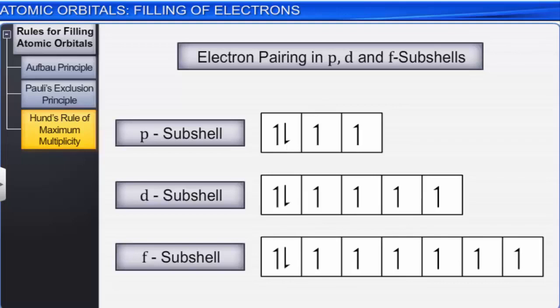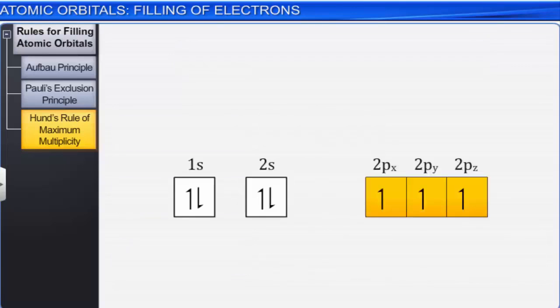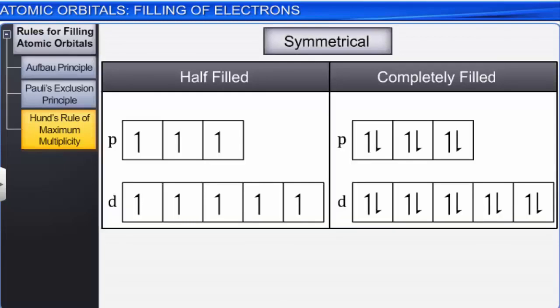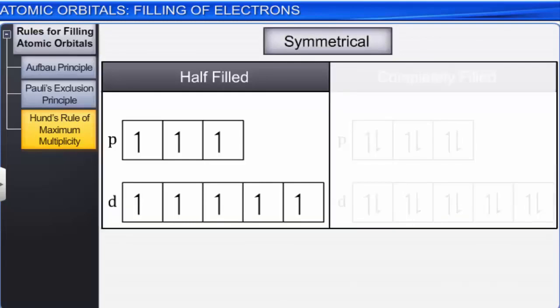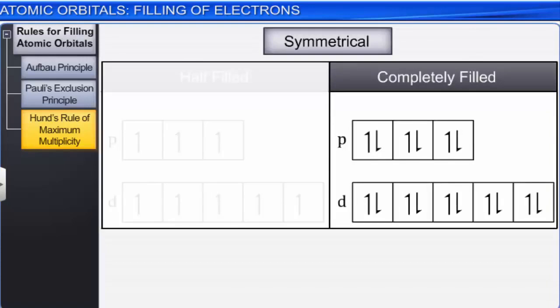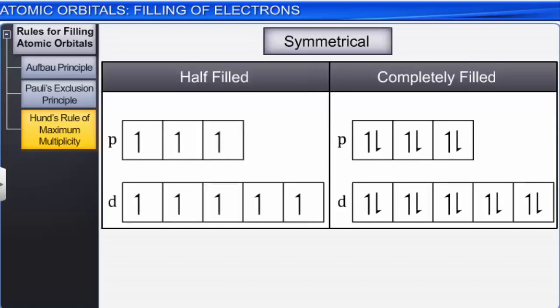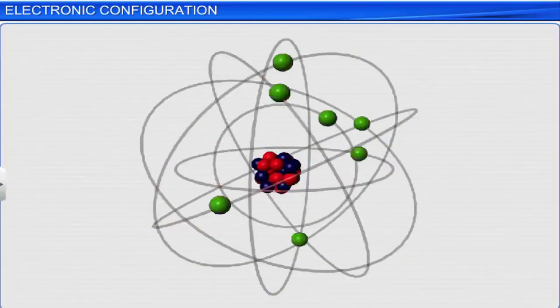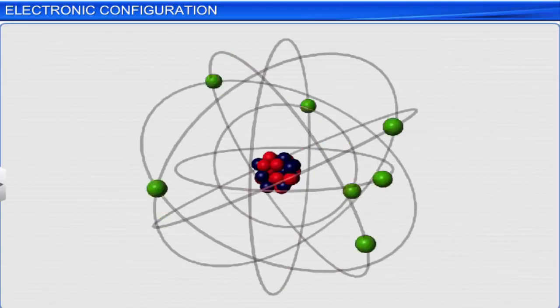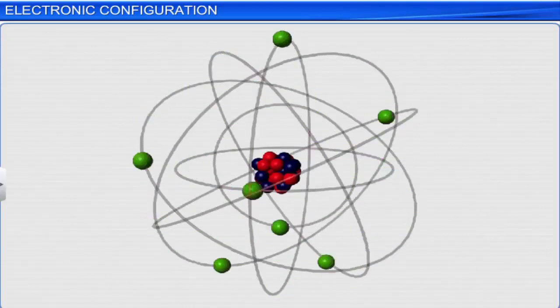Also, all the singly occupied orbitals will have spins in the same direction. Moreover, it is observed that half-filled and completely filled subshells impart greater stability to atoms due to the symmetrical distribution of electrons. More detailed explanation on the cause of stability of half-filled and completely filled subshells will be learnt in the later part. We can define electronic configuration as the distribution of electrons into various orbitals of an atom.